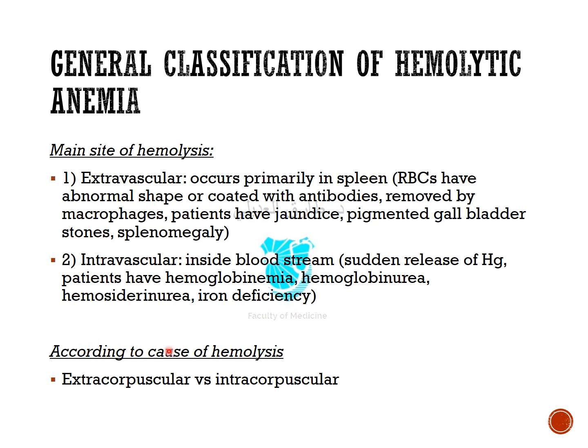Now, according to the cause of hemolysis, we can classify it, as we mentioned earlier, as extrinsic or intrinsic, or in another term, extracorpuscular. It means outside the RBC, and we mentioned this as microorganisms like malaria, or antibodies that come against the RBCs. Sometimes it is intracorpuscular, like in enzymatic deficiencies, like in thalassemia or other diseases we will talk about.